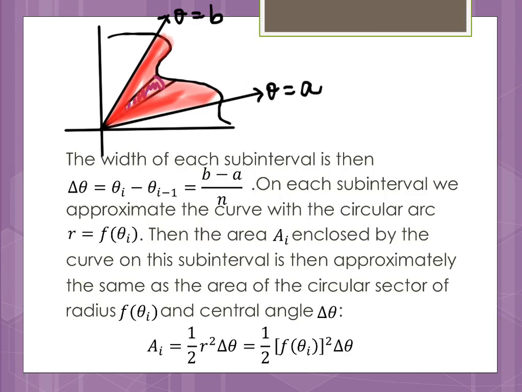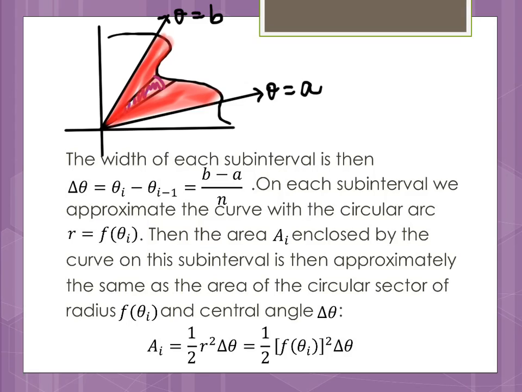All right, so imagine being able to fill all of this area in, but you're filling it in with these tiny little sectors, and the sectors become sort of infinitely small, like our rectangles became infinitely narrow. So the width of each subinterval is then delta theta, which is theta i minus theta i minus 1, and it's the width b minus a over n. Does that look familiar? Remember seeing b minus a over n back when you did rectangles?